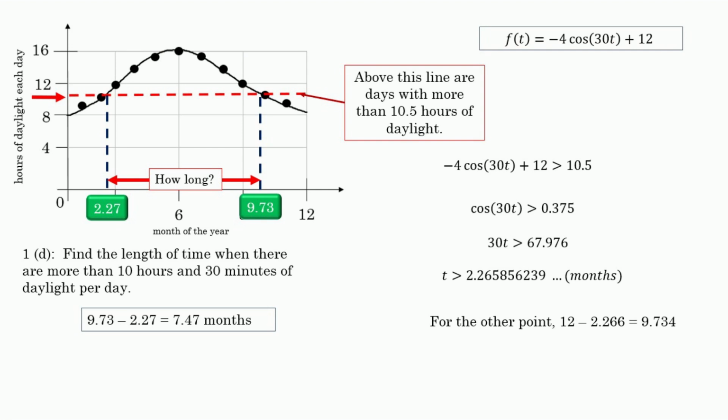We have done a lot of work. It can be easy to forget the question. We are being asked how long, the length of time, when the daylight hours are over 10.5 hours per day. We need to take the difference of the start and end. We can round our answer to 3 significant figures, which would be 7.47. Don't forget the units, which are months.